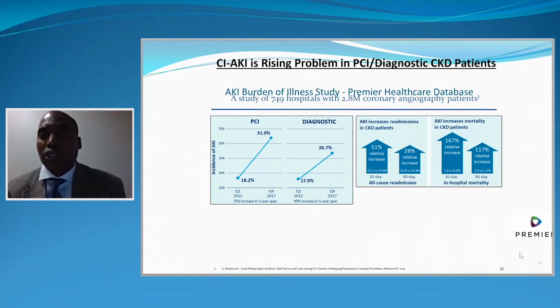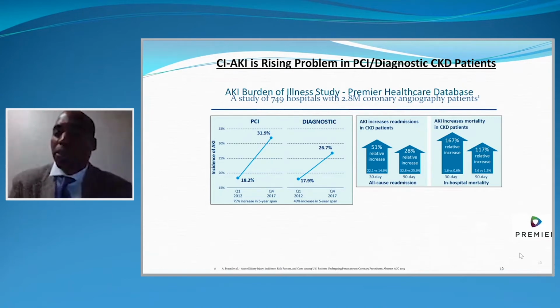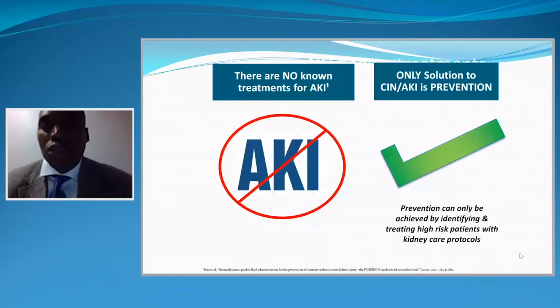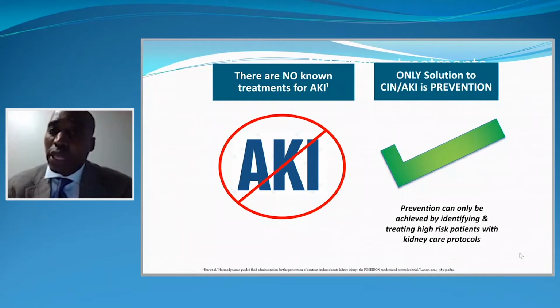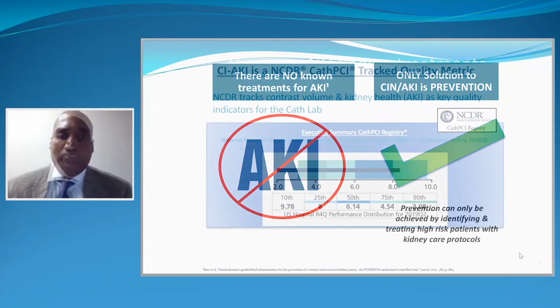So there's a 167% relative increase in in-hospital mortality at 30 days and 117% relative increase in in-hospital mortality at 90 days based on this current study. There are no known treatments for acute kidney injury. The only solution is to try to prevent it from happening in the first place. And we're going to go over various strategies which will help you with that.